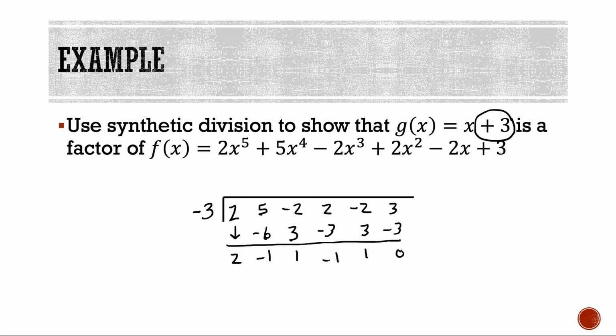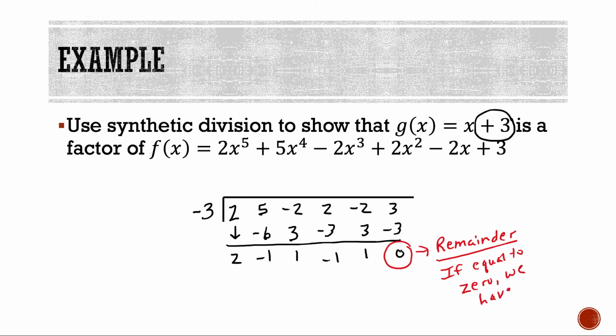So remember that your final term is the remainder. And if that remainder is equal to 0, then that proves that x plus 3 was a factor of f of x, because it essentially means that it divides in evenly and it doesn't leave a remainder. So I'm going to make myself a note of that. If my remainder is equal to 0, we have a factor.